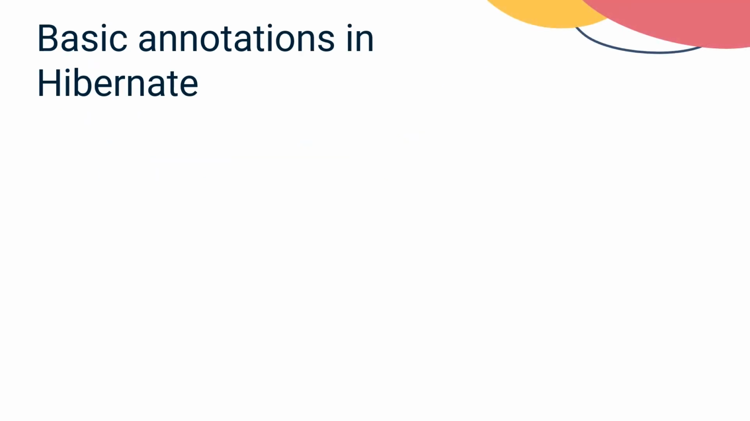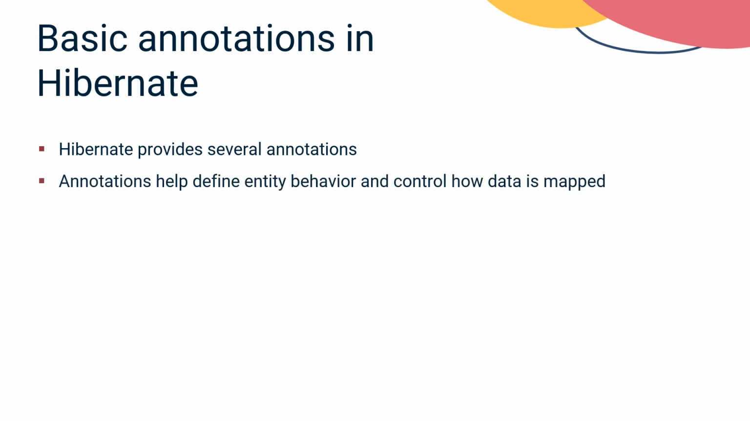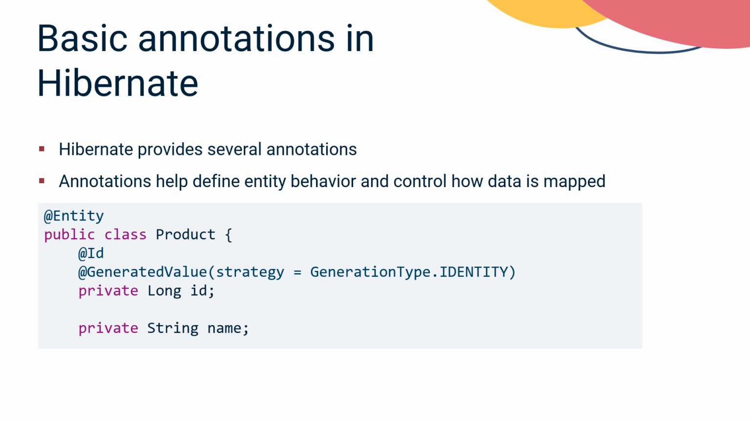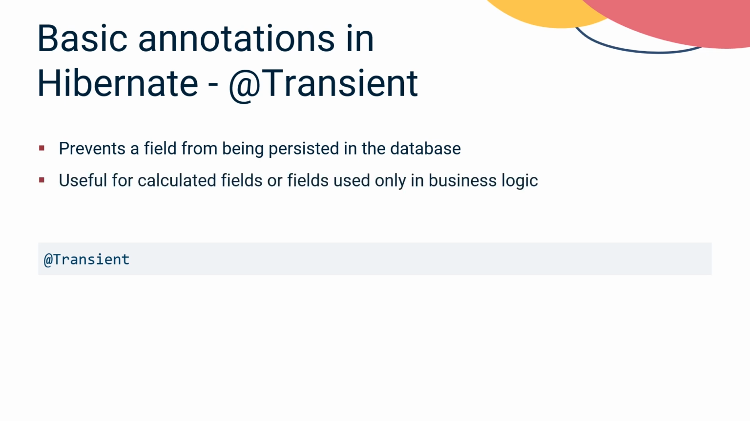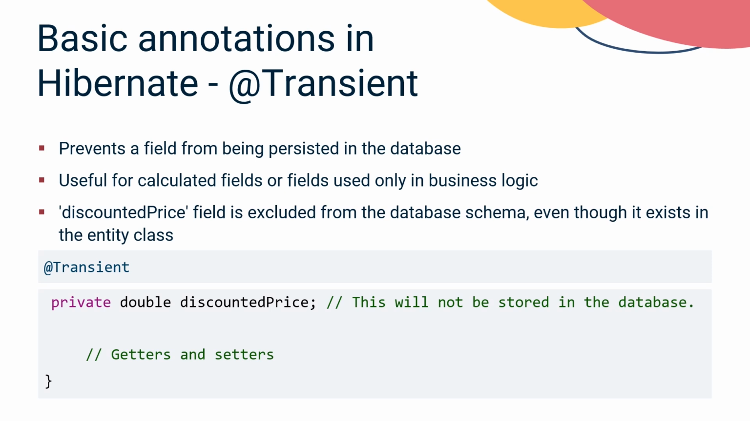In addition to the foundational annotations, such as @Entity, @Table, @Id, @GeneratedValue, and @Column discussed in the previous module, Hibernate provides several other basic annotations that help define entity behavior and control how data is mapped between Java objects and database tables. The @Transient annotation prevents a field from being persisted in the database. It's useful for calculated fields or fields used only in business logic. The @Transient field, discounted price, is excluded from the database schema, even though it exists in the entity class.